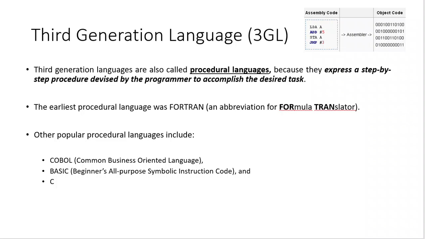Okay. Next is third generation language. Third generation languages are also called procedural languages because they express a step-by-step procedure devised by the programmer to accomplish the desired task. The earliest procedural language was Fortran, abbreviation for formula translator. So other procedural languages include COBOL, Common Business Oriented Language, Basic, Beginners All-Purpose Symbolic Instruction Code, and C. Yang you all belajar sekarang ni dekat Form 5 C++. Yang ni C. So dia lebih kurang cuma dia ada beza sedikit je dekat dia punya command.